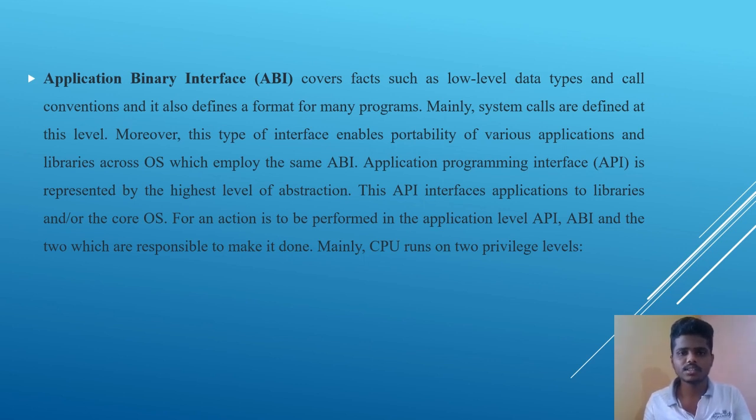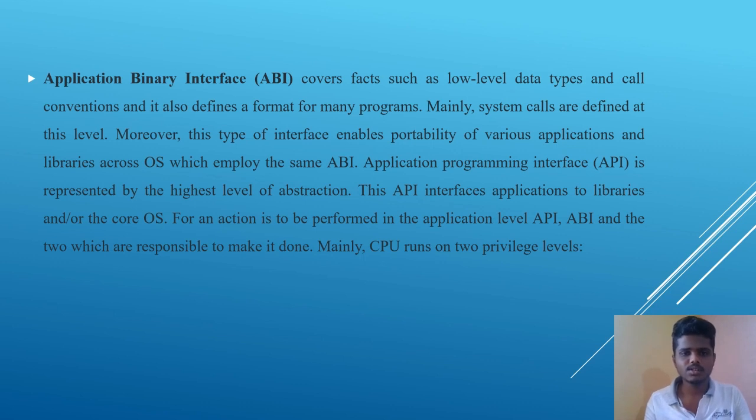Next, coming to the application binary interface. It covers facts such as lower level data types and call conventions, and it also defines a format for executable programs. Mainly system calls are defined at this level. Moreover, this type of interface enables portability of various applications and libraries across operating systems which employ the same ABI. The application programming interface is represented by the highest level of abstraction. This API interfaces applications to libraries and the core operating system.